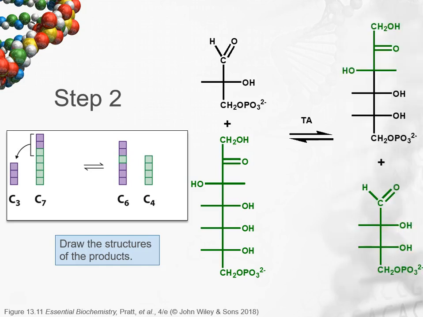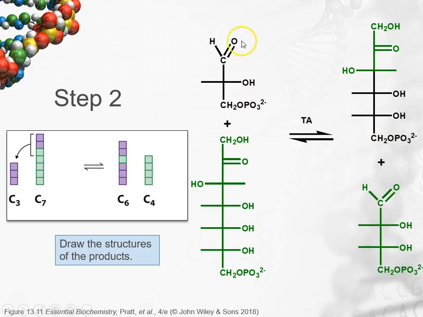Hopefully you ended up with something that looks like this. Again, a transaldolase enzyme carries out a reaction in which the ketose donates 3 carbons to an aldose. That means that the 7-carbon sugar has 4 carbons remaining. It was a ketose, now it's an aldose.